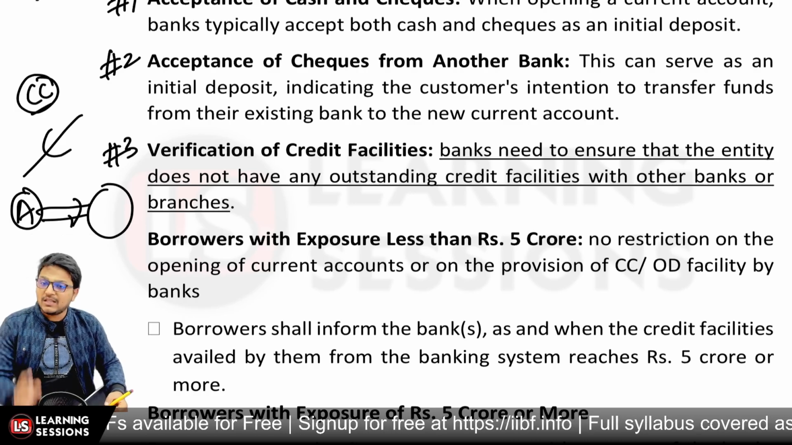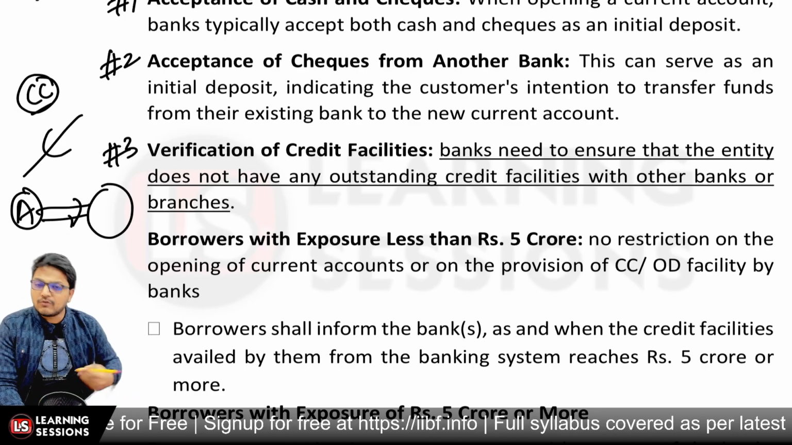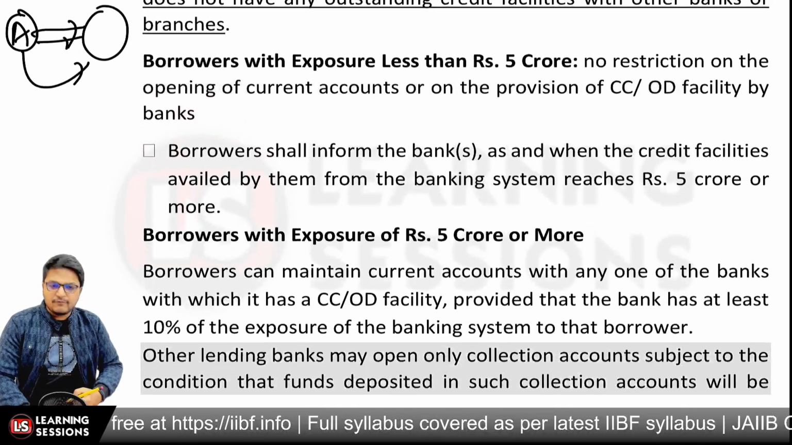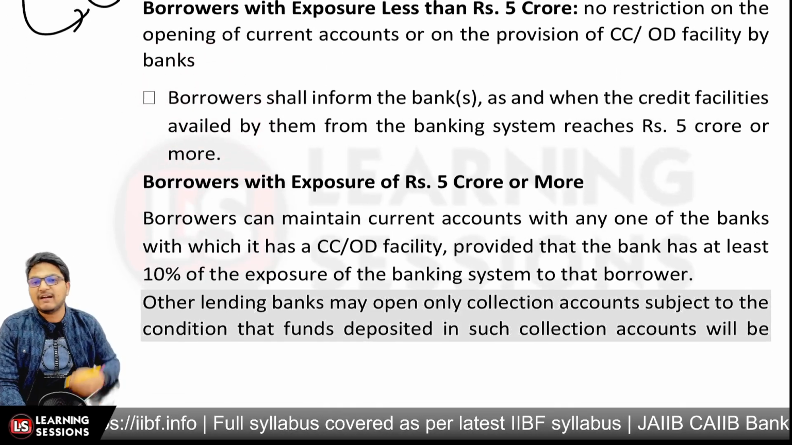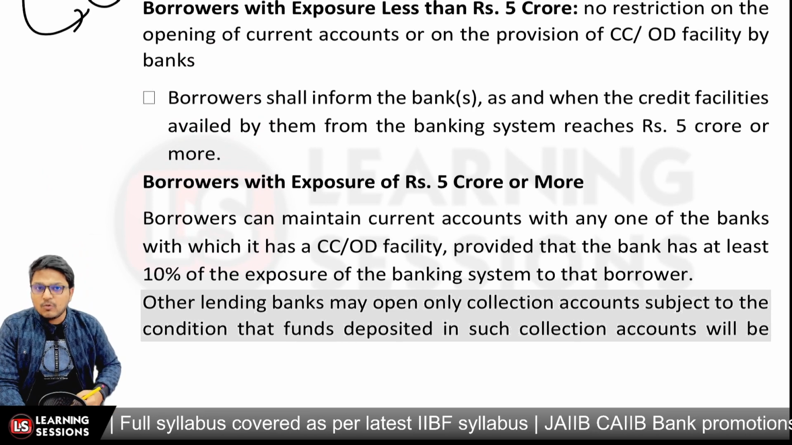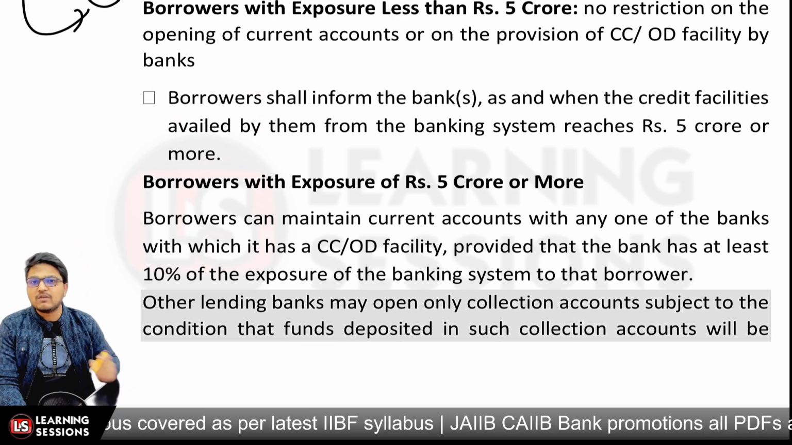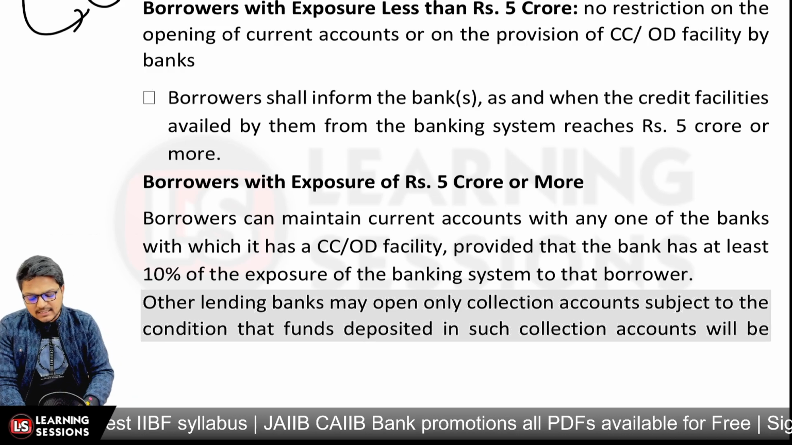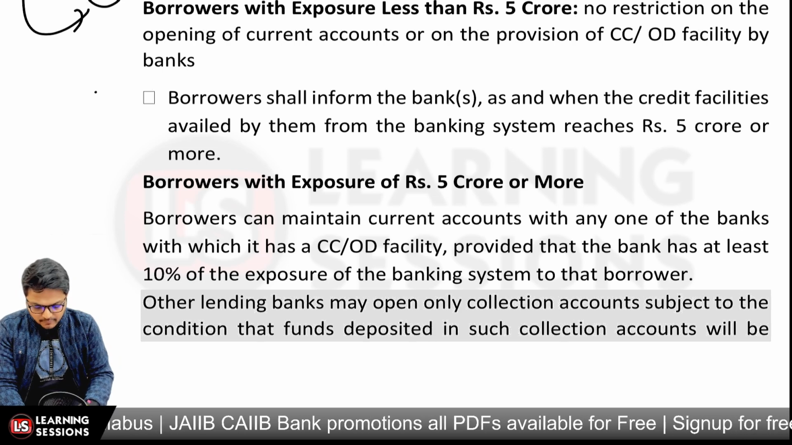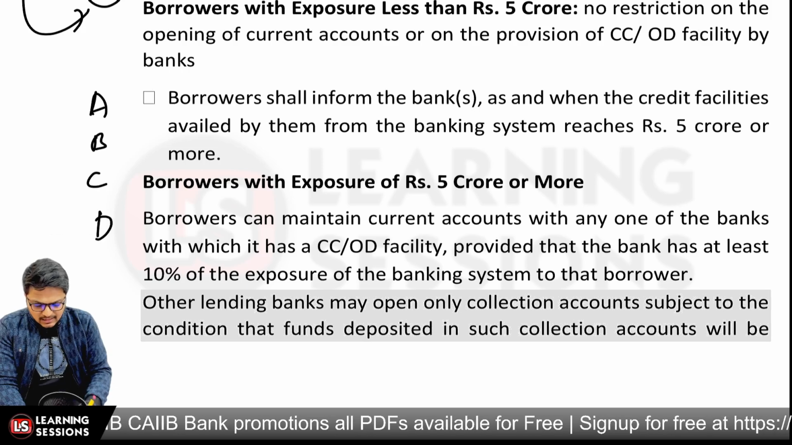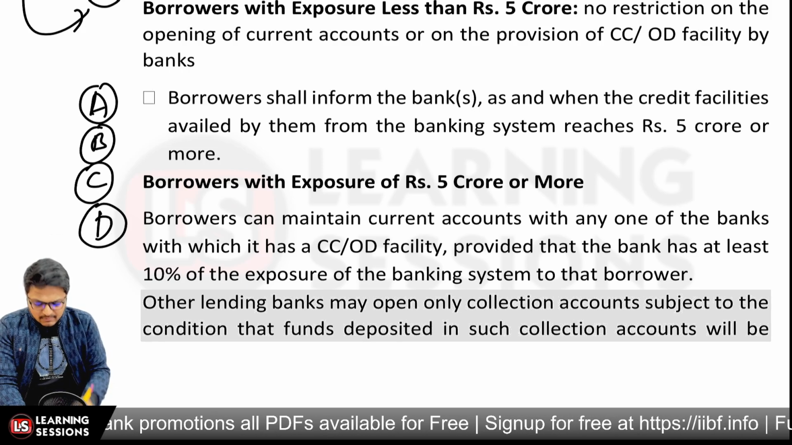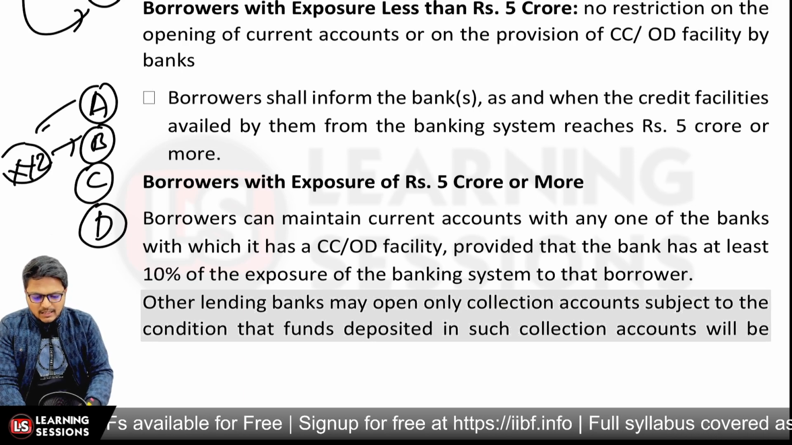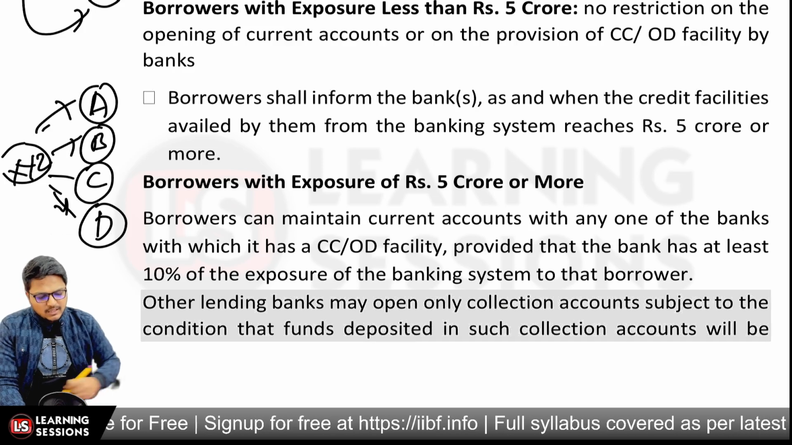And also, when the amount surpasses 5 crore rupees, the borrower must intimate this to the bank, right? And further, if the borrower has an exposure of rupees 5 crore or more, in that scenario, borrowers can maintain current accounts with any of the banks in which they have the CC or the overdraft facility. Let's say the borrower has taken exposure from banks A, B, C, D. In that scenario, wherever the CC limit or overdraft limit is there, the borrower, let's say XYZ, can open their current account with them, right? That is the provision related to it.